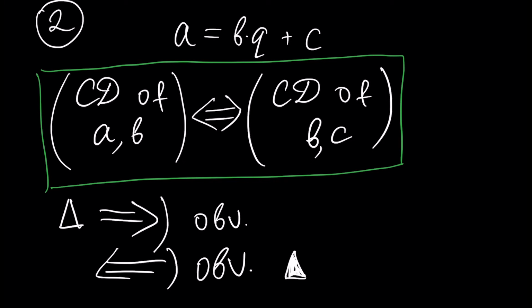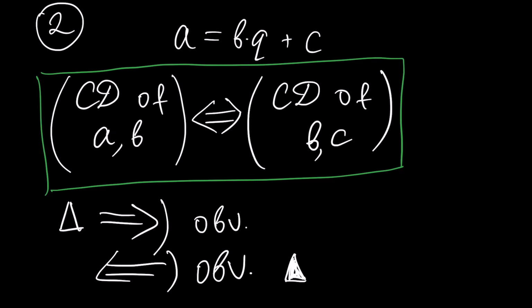In particular, we have to say that the greatest common divisor, or GCD, of A and B must be equal to the greatest common divisor, or GCD, of B and C.